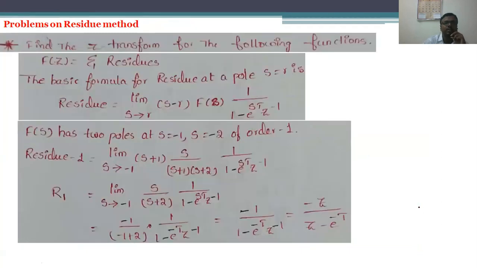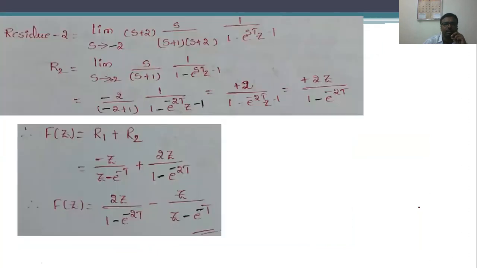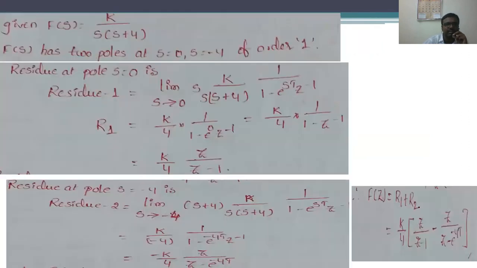This is the statement of the problem. Find the z transform for the following functions. Given F(s) is K divided by s into (s plus 4). We have two different roots, that is s equals 0 and s equals minus 4. That means two different poles.